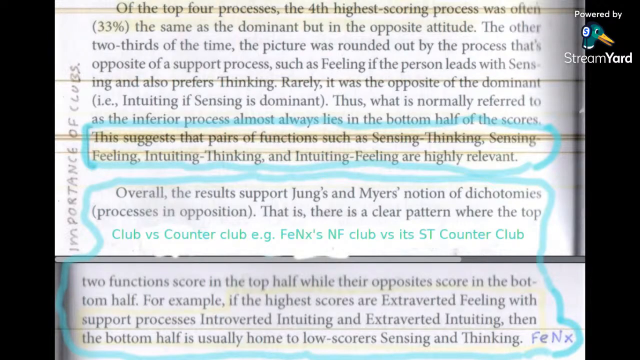This suggests that pairs of functions such as sense and thinking, that's ST, sense and feeling, that's SF, intuitive thinking, that's NT, and intuitive feeling, that's NF, are highly relevant. So basically, the importance of clubs. And even there, with ENFJ, if the highest scores are extroverting feeling with support, he even writes that you should maybe write it as NITX, TI, NX.